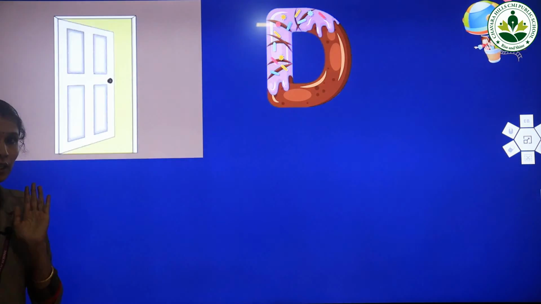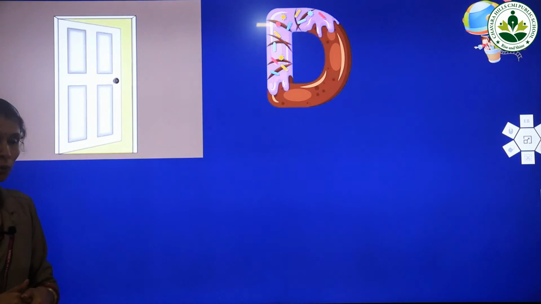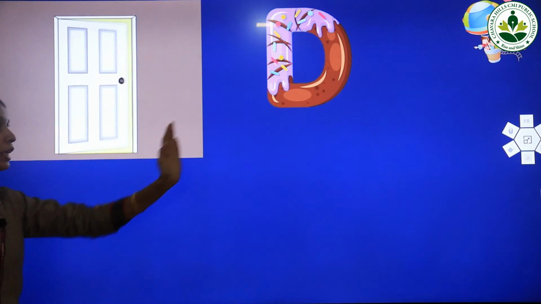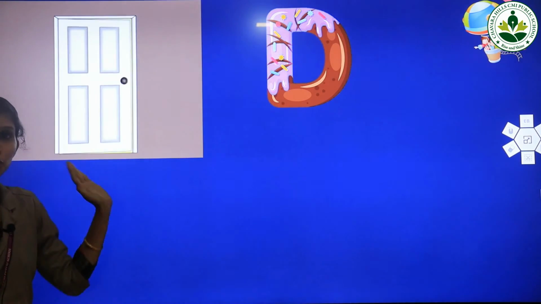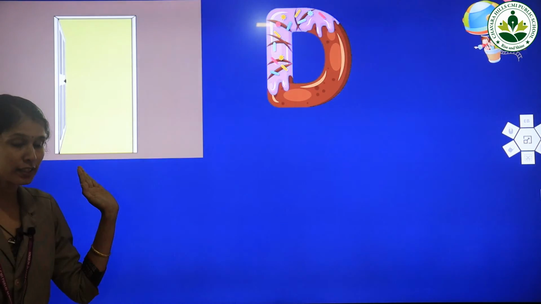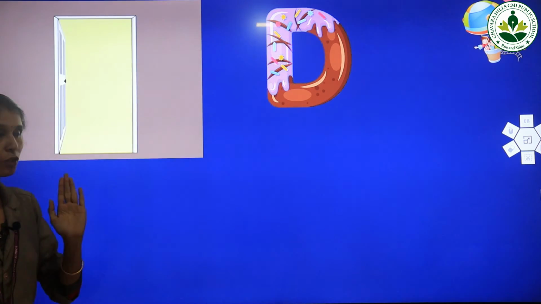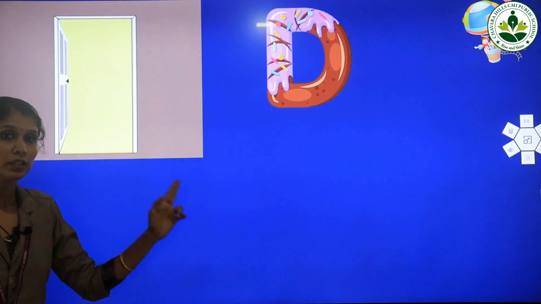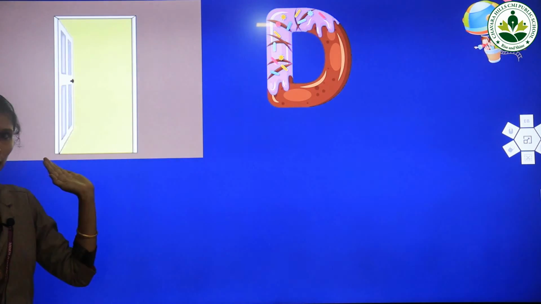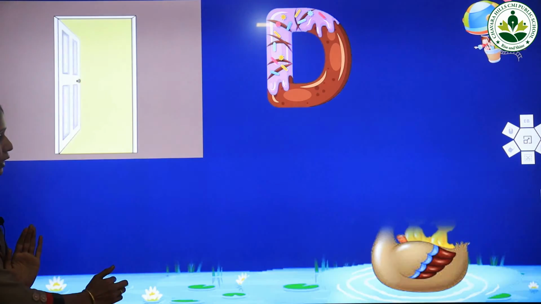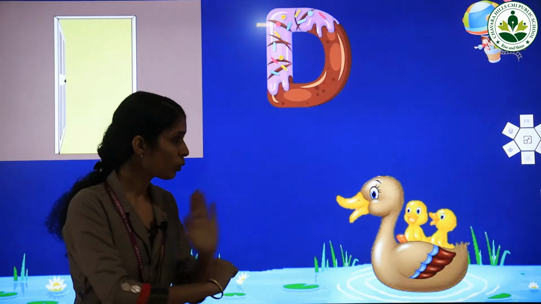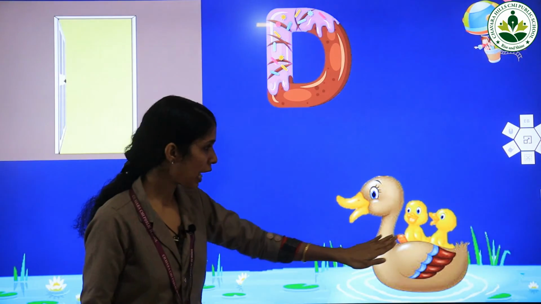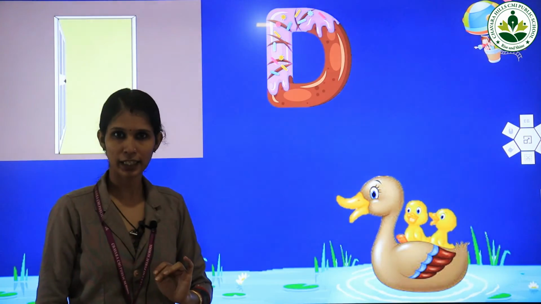Door. Say aloud. Door. D is for door. Once more. D is for door. Once more. Say aloud. Very good. D, d, door. Once more. D, d, door. Okay, our next word is, who is this? Yes, it's a duck.